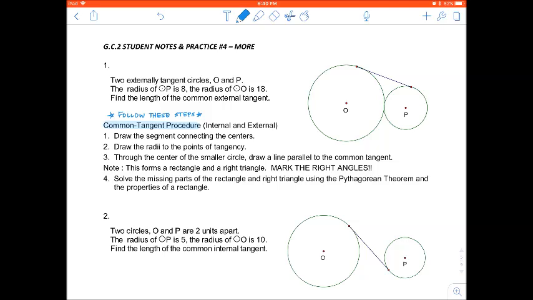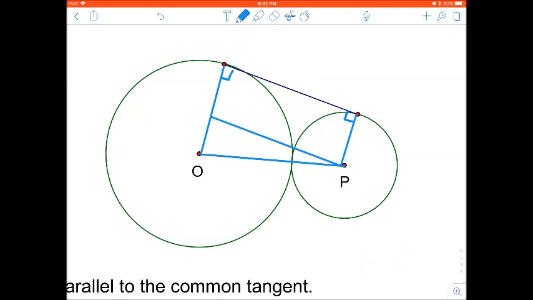And then here we want to form a right triangle and a rectangle. So we are going to draw in a segment from the smaller circle center parallel to the tangent to form the right triangle on top and the rectangle up top as well. Now we can insert information that we know. We know that the smaller circle's radius is 8. And being a rectangle, this part of the rectangle is also 8. We are also given that the radius of the big circle is 18.